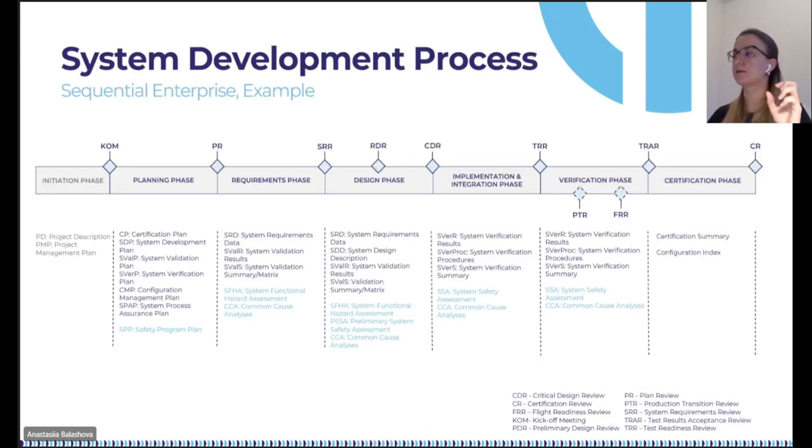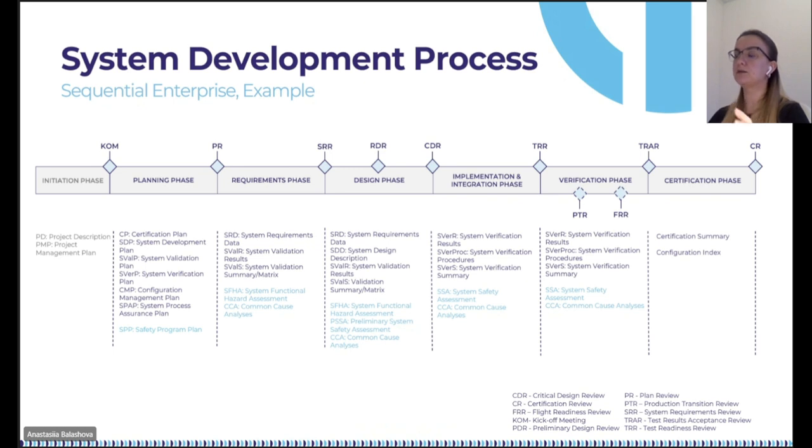Let's come back to our stages. We ended with the planning review. The next stage is the requirement phase, where the objective is to develop the requirements and validate them. The stage review is System Requirements Review, SRR. The following phase is the design phase. During the stage, we need to establish a design that meets the requirements. In the design phase, usually we have stage reviews PDR and CDR, preliminary design review and critical design review.